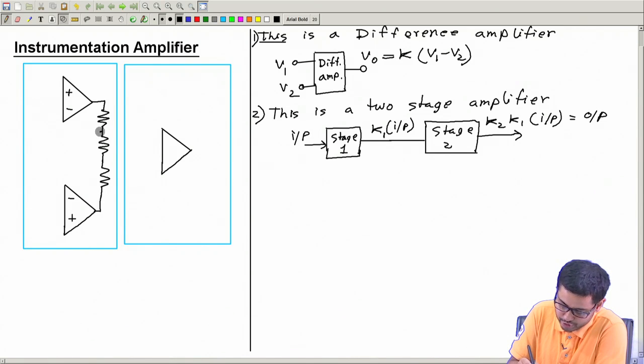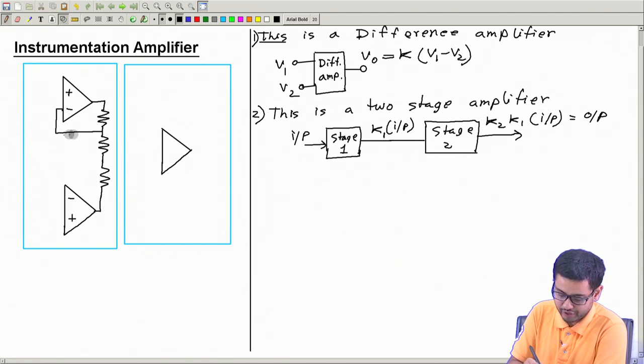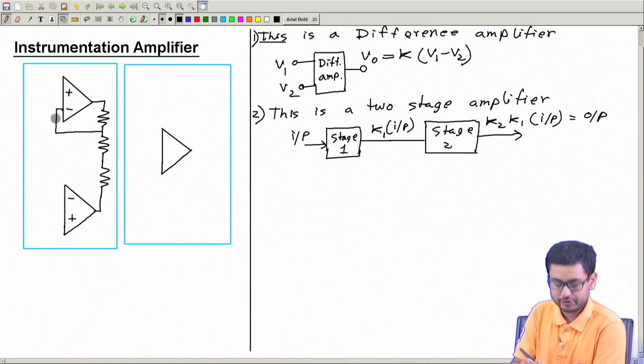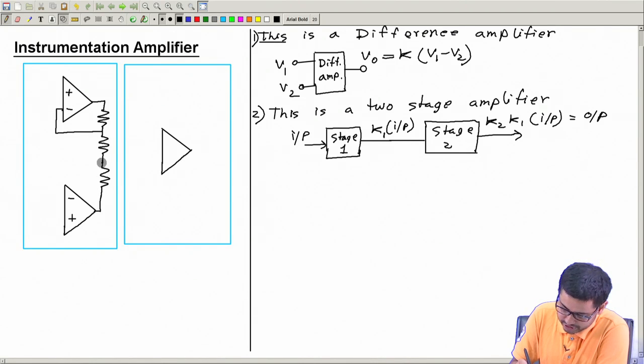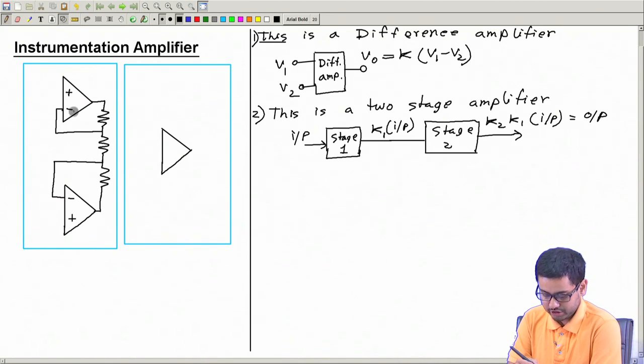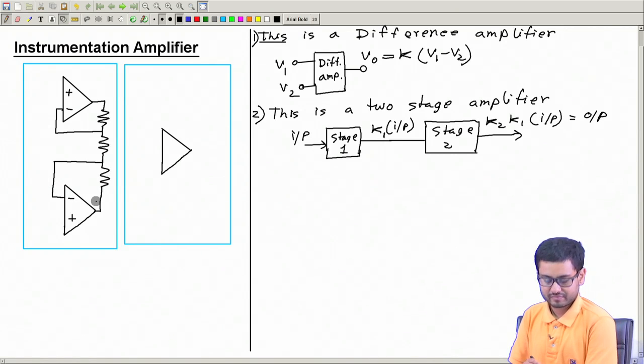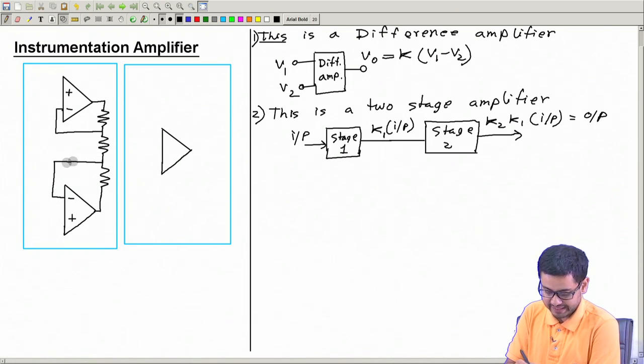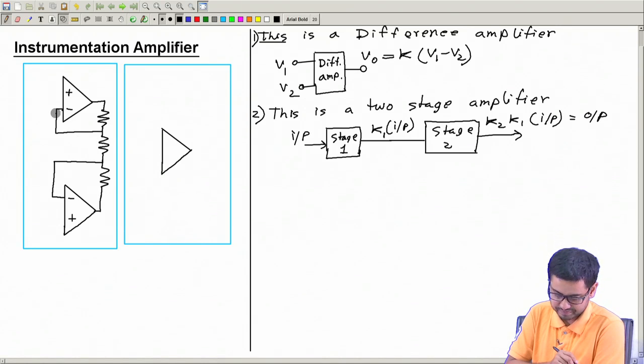Join the outputs, and from here give a negative feedback. That means this potential will be fed back to the negative input. Similarly, here also you give the negative feedback. That's why I drew minus here, because I wanted to join it like this. Feedback should be negative, should not be positive. So, these two inputs are connected.